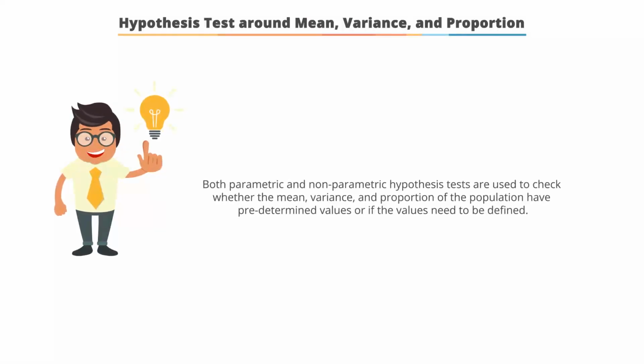So both parametric and non-parametric hypothesis tests are used to check whether the mean, variance, and proportion of the populations have predetermined values or if the values need to be defined. And let's discuss those in a little more detail.